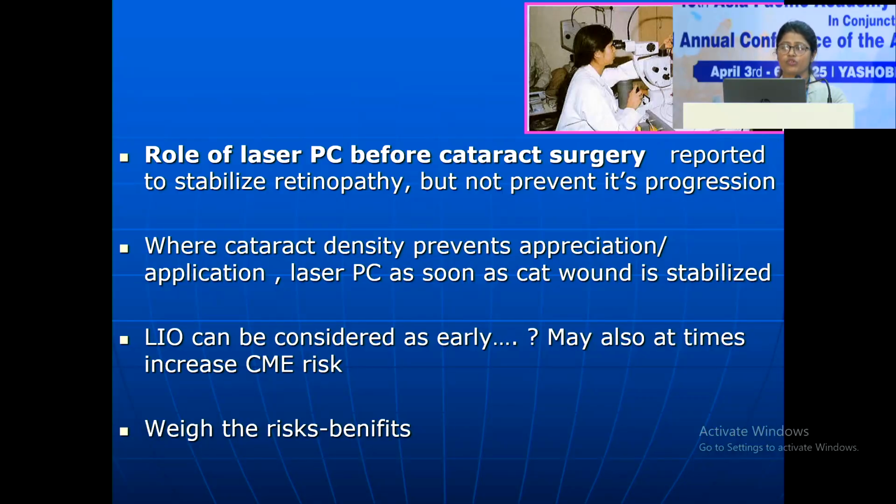Laser photocoagulation before cataract surgery is reported to stabilize retinopathy, but not prevent its progression. Where cataract density prevents application, laser photocoagulation should be done as soon as the cataract wound is stabilized. Laser indirect ophthalmoscope can be considered as early, though it may at times increase CME risk.